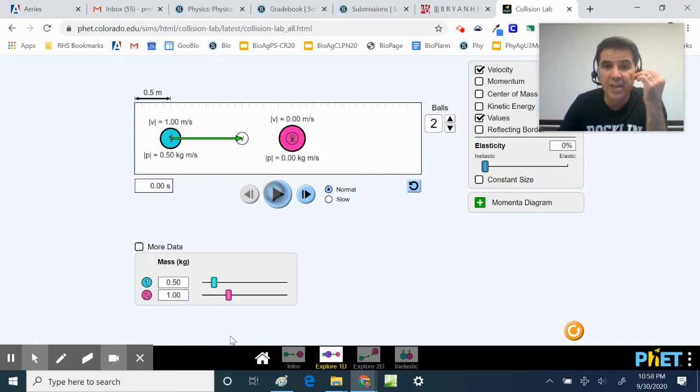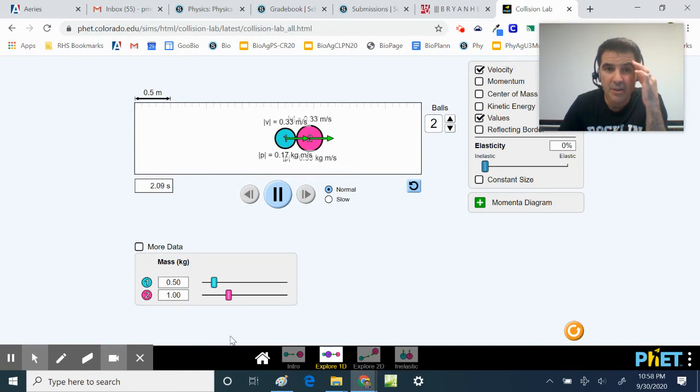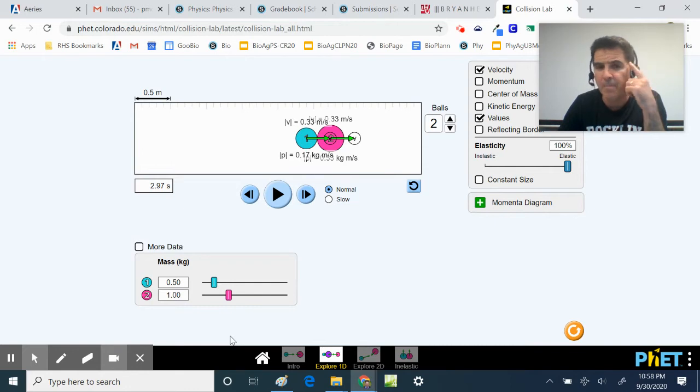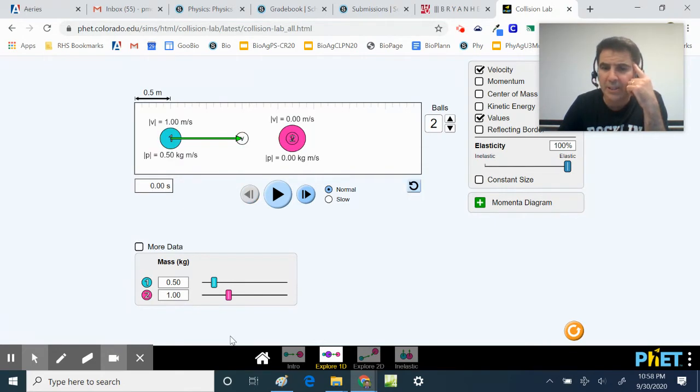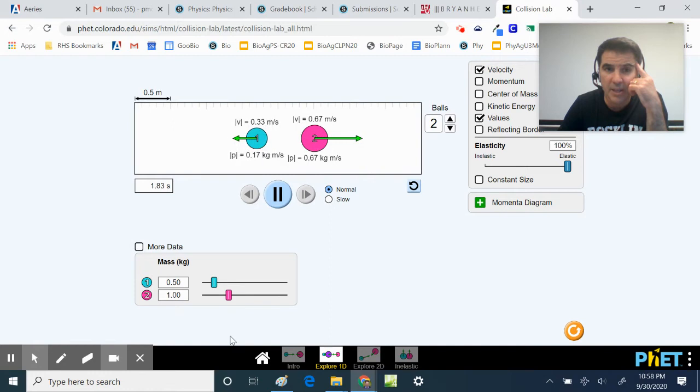So when this hits, I'm going to do an elastic collision. An elastic collision, I need to start over, because the elastic collision is going to bounce off of each other. The inelastic collision is something we'll do a little bit later. So when it hits, they hit and they go off each other.